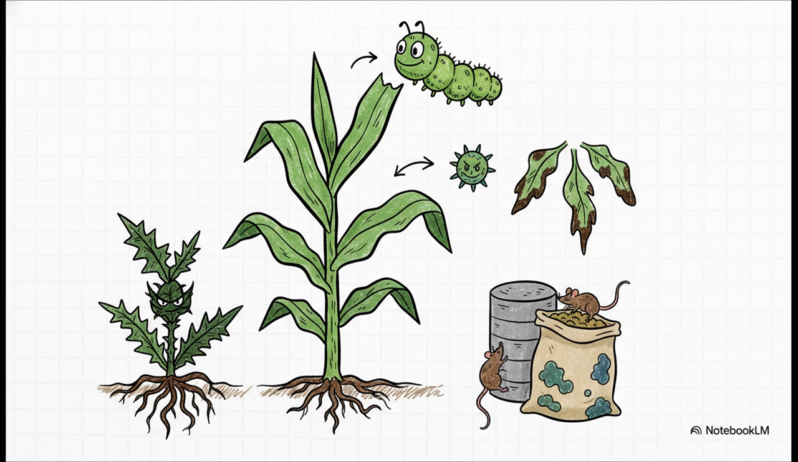So, after all this hard work, is our crop safe? Not yet. There are many threats. There are weeds, which are unwanted plants that compete for food and water. There are insect pests that eat the crop, and there are diseases caused by bacteria, fungi, and viruses. And even after we harvest the crop, we have to store it properly, protecting it from insects, rodents, and moisture.